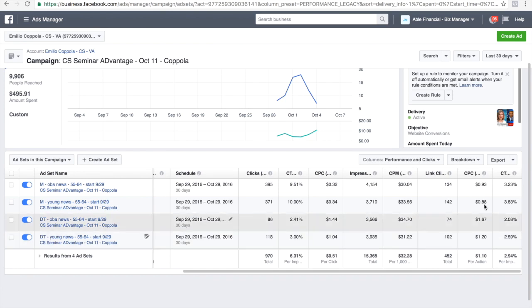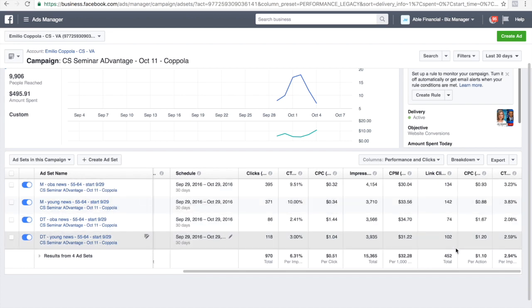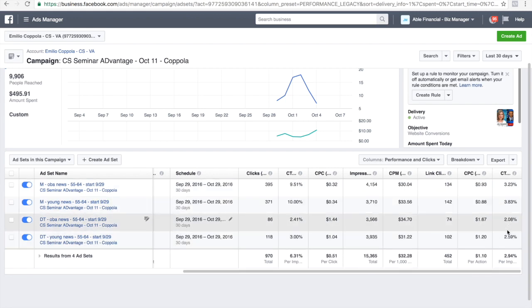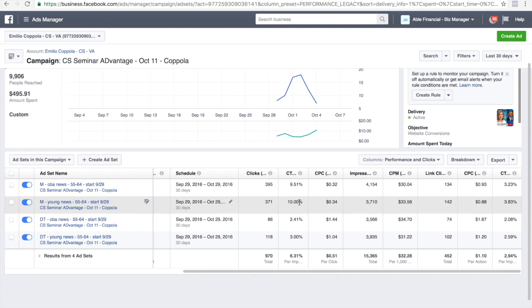However, when I look at my click-through rate, I really want to look at the click-through rate based on link clicks. Now remember, our click-through rate is a division of our total impressions by our clicks. So as you can see, my click-through rate is 3.23% all the way to 2.08% depending on which ad and how it's performing. When I look at my click-through rate based on total clicks, it's much different. You see as high as 10% and as low as 2.4%.